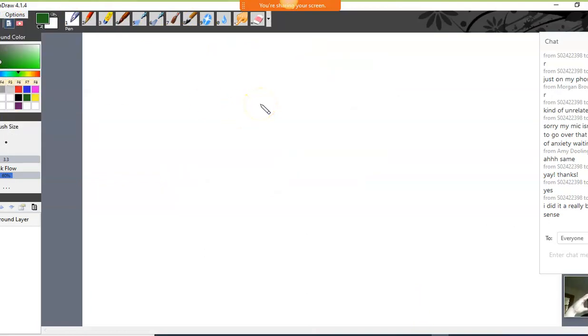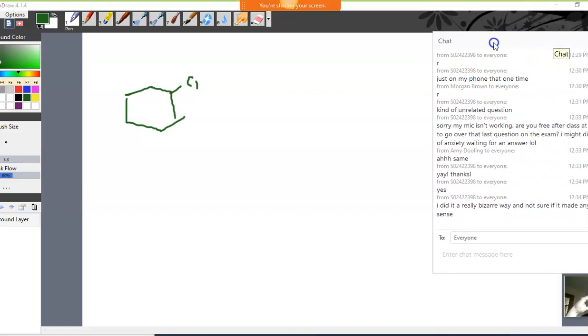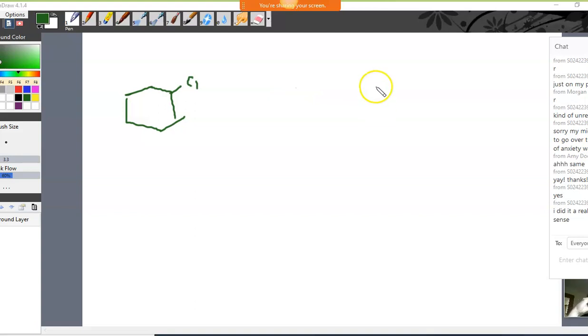Okay, so we're starting from the chloride. I did it a really bizarre way, not sure if I made any sense. All right. With the Grignard, it's like 2 or 3 steps. So going backwards, I'll do it with the Grignard.